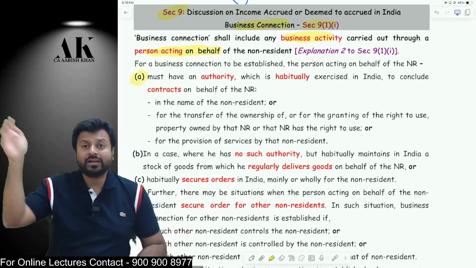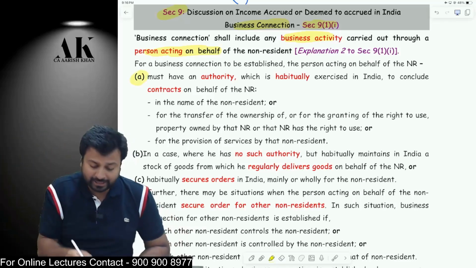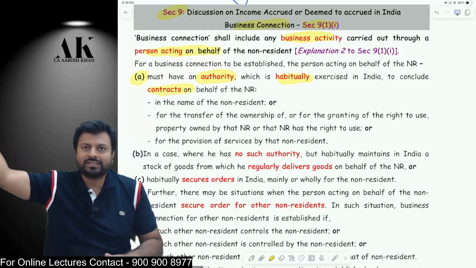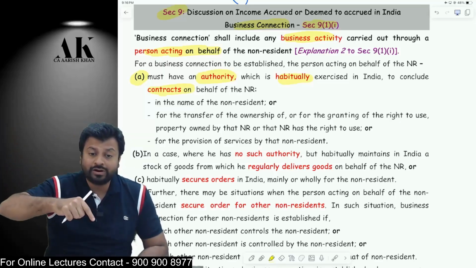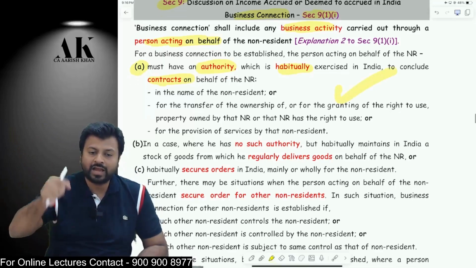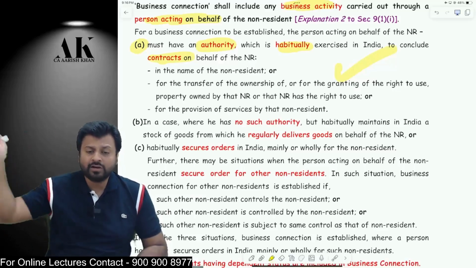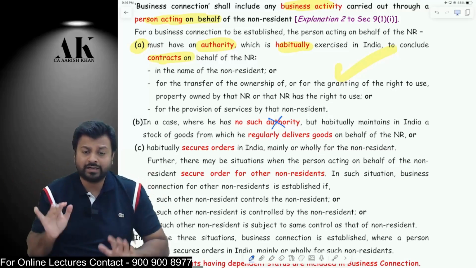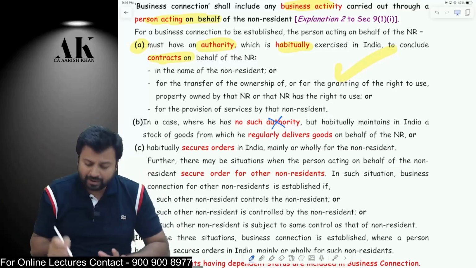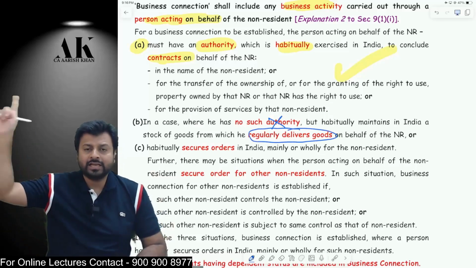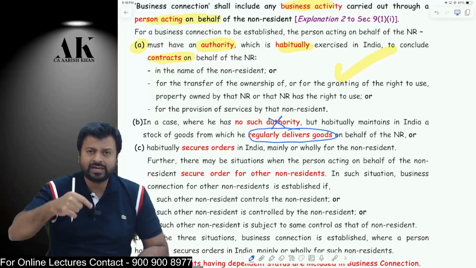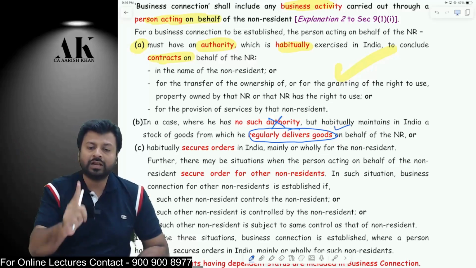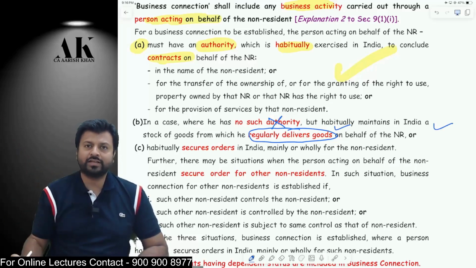First of all, if a non-resident has an agent in India who has an authority to habitually exercise contract on behalf of the non-resident, then that is also a business connection in India that will be liable to tax in India. Second, if the agent does not have an authority to habitually exercise contract in India, but he has the power to deliver, he has been told by the non-resident that you should deliver goods in India regularly, your duty in India is only to deliver goods in India, then that also amounts to business connection as per the income tax law.